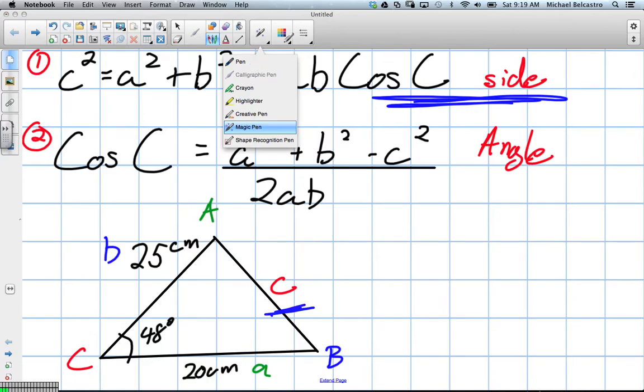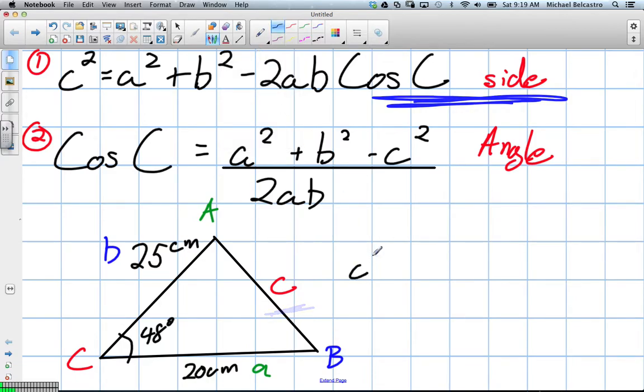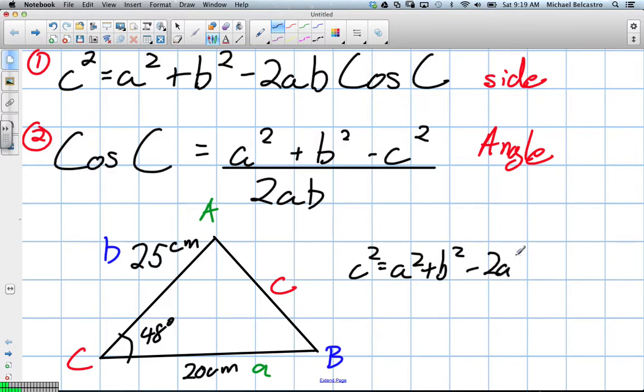So I'm going to write that formula out. It's going to be a little compressed here, but it's C squared is equal to A squared plus B squared minus 2 times A times B times cos C. And what we're going to do is plug values in. C is unknown, okay? So we're still looking for C squared. A, on the other hand, is 20 centimeters, so it's 20 squared. That's a squared sign, okay? Plus B is 25, so plus 25 squared.